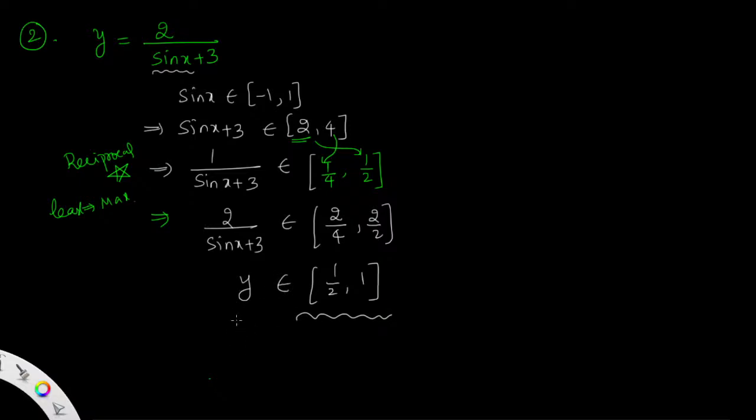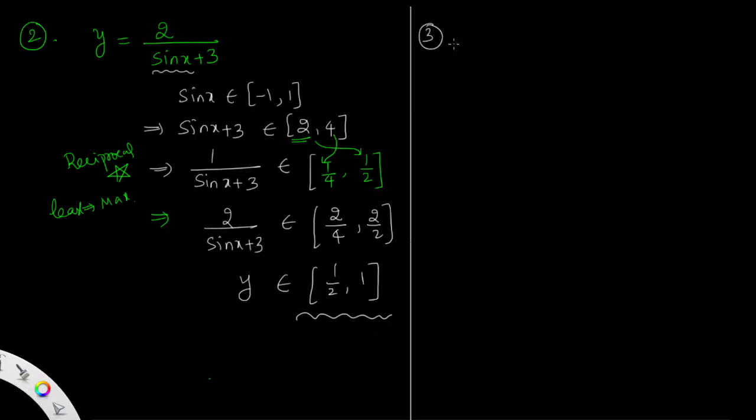Okay. This is the value for y, that is, the range of the function is 1 by 2 comma 1. Same thing as the second question, I will give you. Okay, next question, same concept problem. Try yourself. That is question number 3.